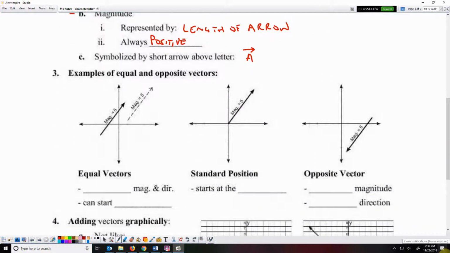Equal and opposite vectors. Two vectors are equal if they have the same magnitude and direction. So here's two vectors, exactly the same direction, and they both have a magnitude of 5. They can start anywhere. They don't have to be right on top of each other. They don't have to have the same end point. They just have to go the same direction and have the same magnitude. A vector in standard position starts at the origin.